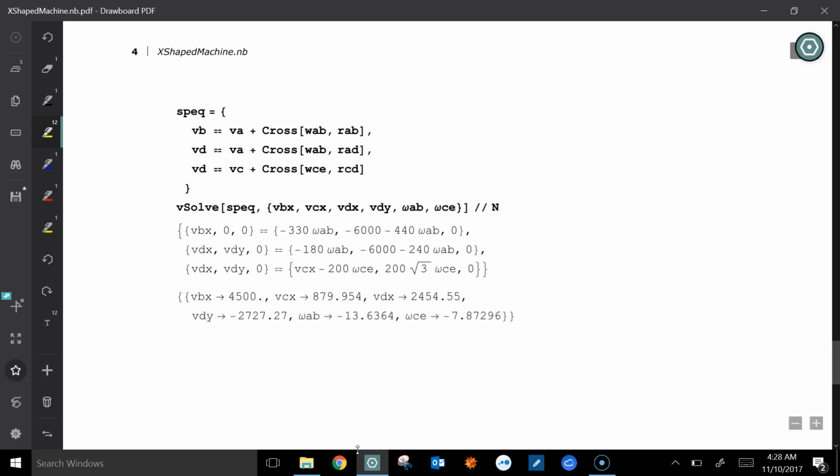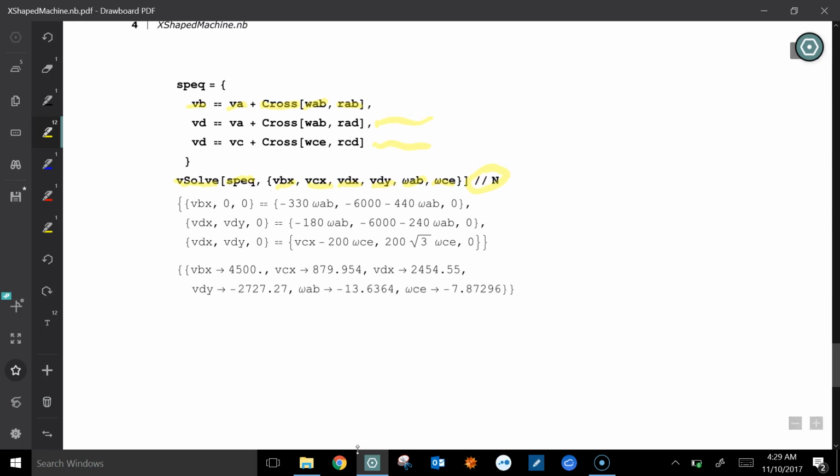So here come the special point equations. Velocity of B equals velocity of A plus the cross product between omega and R. And then here's the second equation from between A and D, and then here's the third one between C and D. Okay? And then once you type in those equations, you say I want you to solve the special point equations, and you want to solve for the velocities, 1, 2, 3, 4, and the two angular velocities. So that's 6 terms that you want to solve for. And I just say give it to me as a number. Right? So that's what I do there.